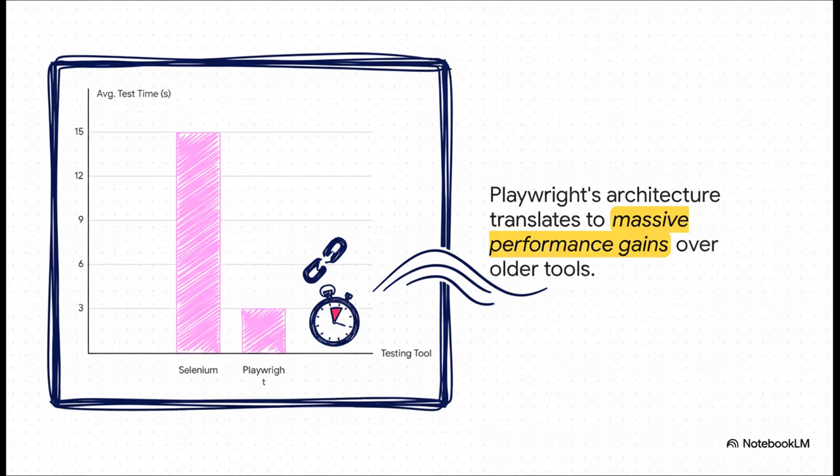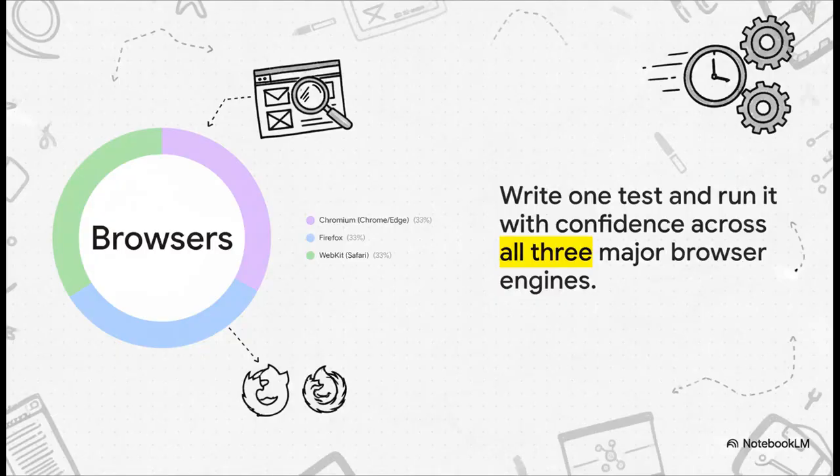A Playwright test doing the exact same thing can be done in under 3 seconds. Now imagine that, times hundreds of tests in your suite. That time savings isn't just a nice to have, it's an absolute game changer for how fast you can develop. But it's not just about speed.